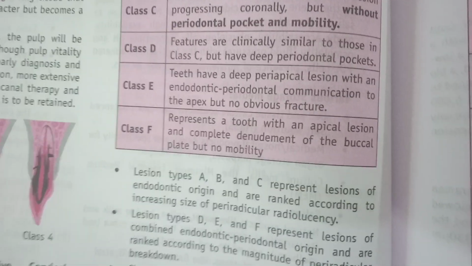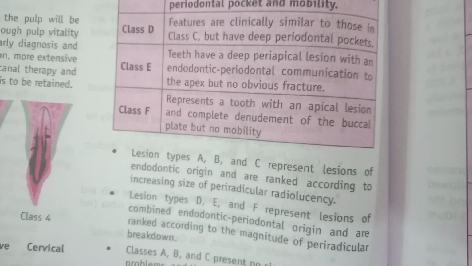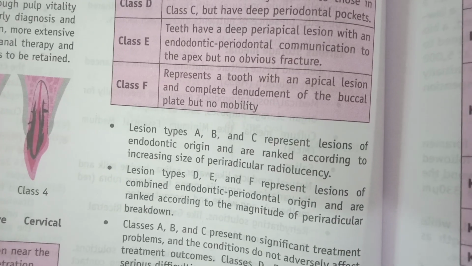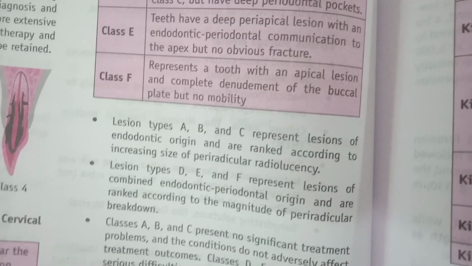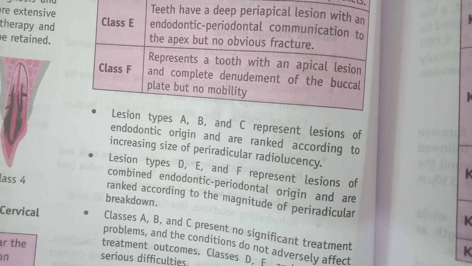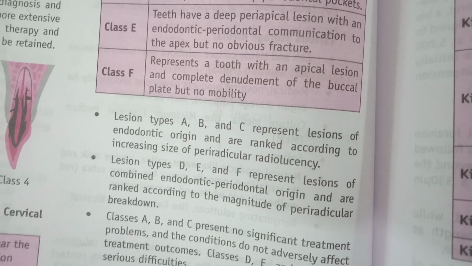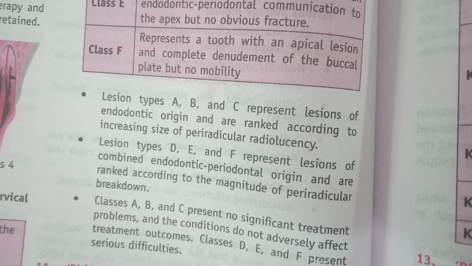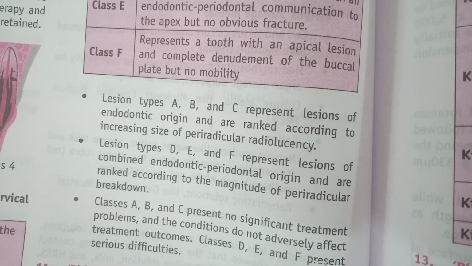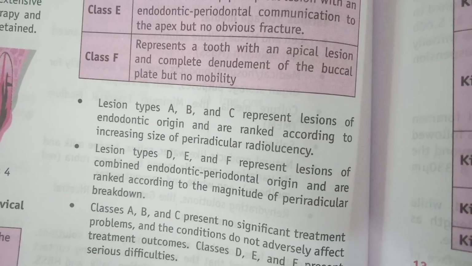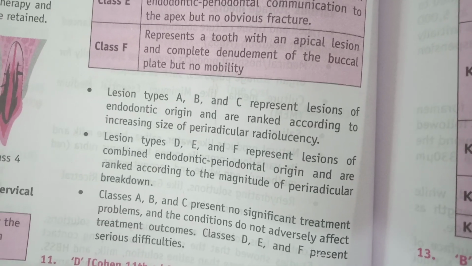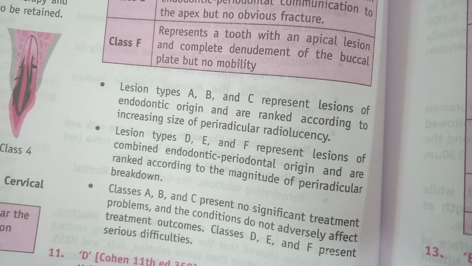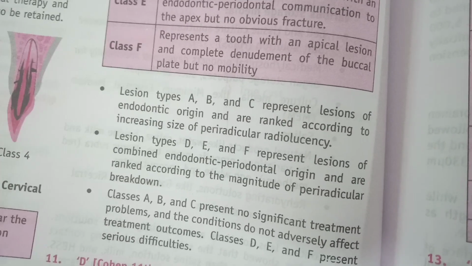Now lesion type A, B, C represents lesions of endodontic origin and are ranked according to increasing size of periradicular lesion. Lesion D, E, F represents lesions of combined endo-perio origin and are ranked according to magnitude of periodontal breakdown. Class A, B, C present no significant treatment problems and conditions do not adversely affect treatment outcome. Classes D, E, F present serious difficulties. So these are the explanation part. You can take snapshots where needed.